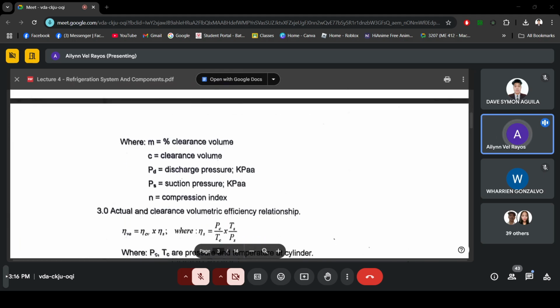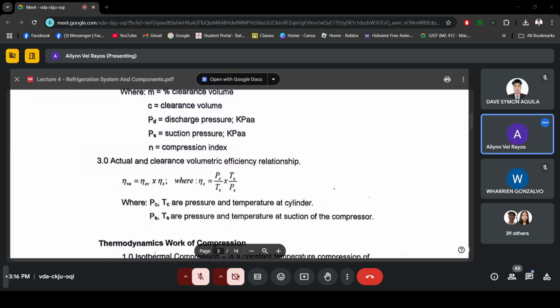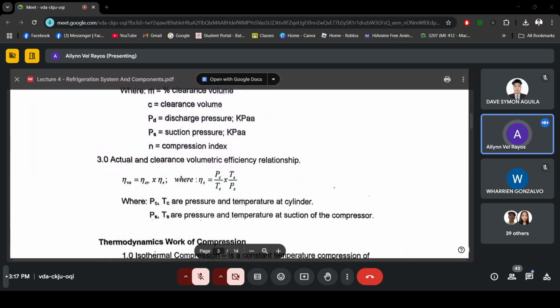So there is a relationship between the actual and clearance volumetric efficiency. The actual volumetric efficiency is equivalent to the clearance volumetric efficiency multiplied by n sub s, where n sub s is equal to Pc over Tc times Ts over Ps. If this is not given, we assume that this efficiency is equal to 1. That's why we equate the actual volumetric efficiency to the clearance volumetric efficiency. Okay? Malinaw ba tayo doon? Can you please thumbs up kung clear tayo doon?